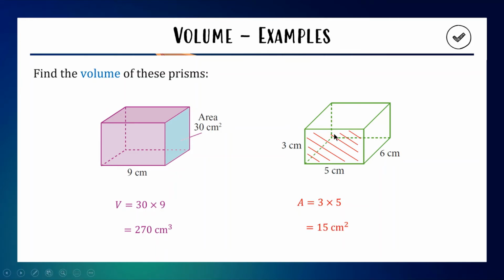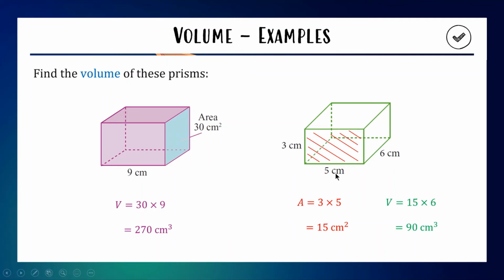Now that we've got our area, we'll multiply by the length of the shape, which is 6, and that's going to turn it into a volume for us. So our volume is 15 times 6. We're going to be doing 6 lots of 15. That's going to get us an answer of 90 cubic centimeters.